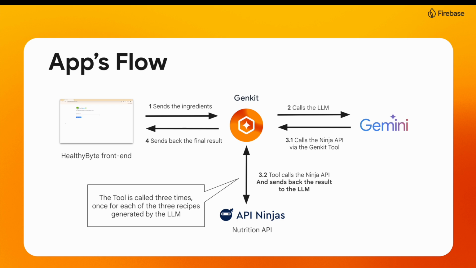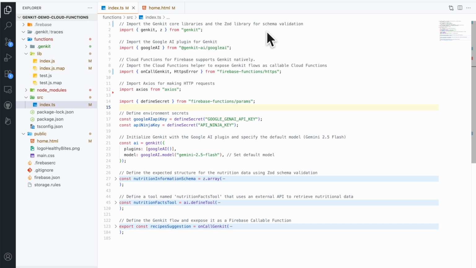It's worth noting that while we're using a web app for this demo, the exact same flow would work with a native mobile app, whether it's built in Android, iOS, or Flutter. Callable cloud functions exposed via Genkit can be invoked just as easily from mobile as from the web. All right, time to dig into the code.